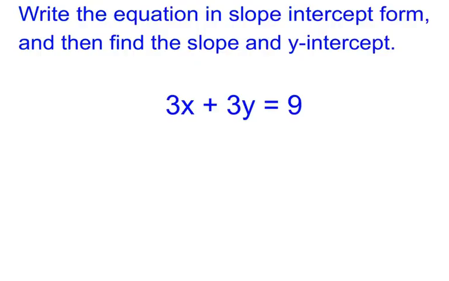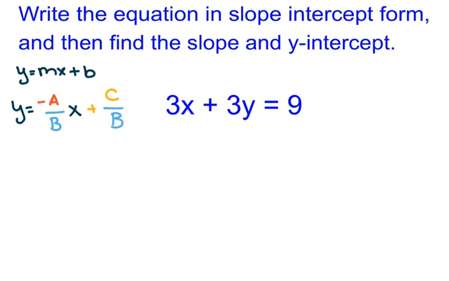Okay, let's look at another example. So again, I'm going to go ahead and rewrite that formula so you can see it a little different this time. So we would say y equals negative a over b x plus c over b. So this might be a way for you to recognize it a little easier. So what we would do is we would label the numbers. So we have A, B, and C.